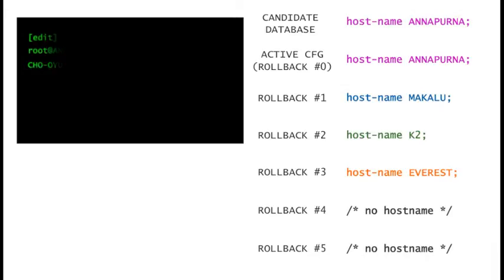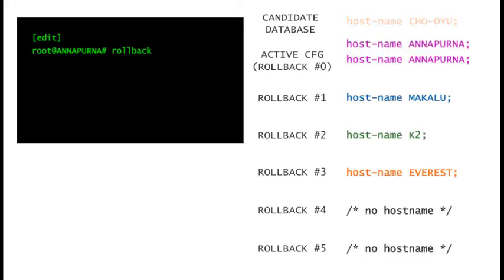Now you change the host name in the candidate database with the set command on the left. As expected, the active configuration did not change yet, only the candidate did. If at this point you execute rollback, you discard the pending changes. The net effect is similar to copying the active configuration into the candidate database, although the implementation is more optimized than that. You are basically undoing all the changes that were pending to be committed in the candidate configuration.